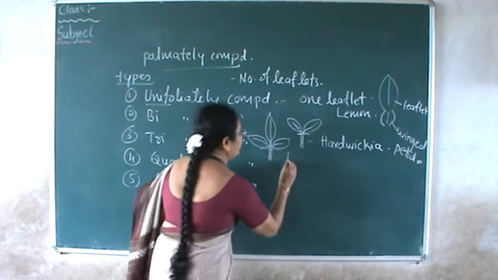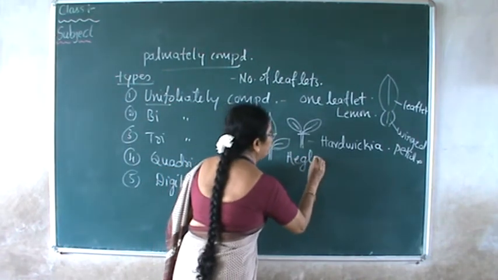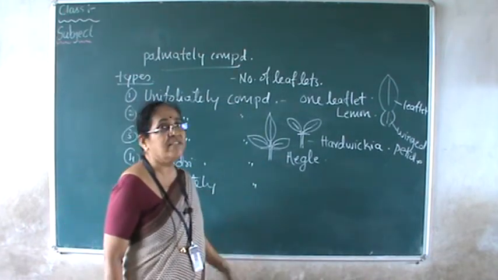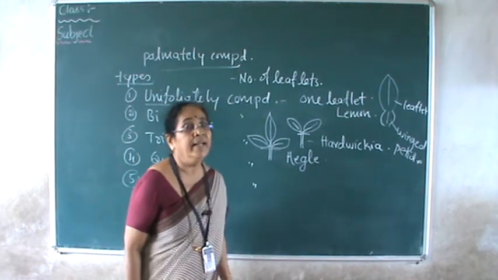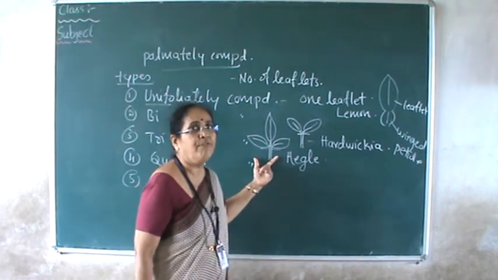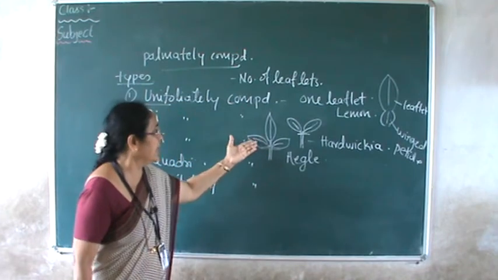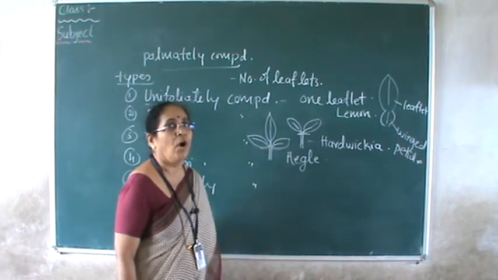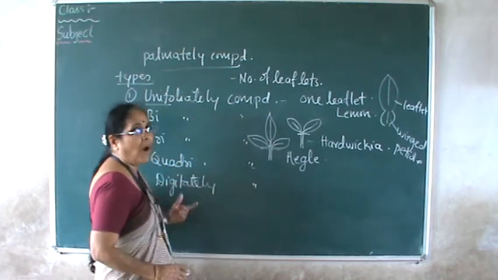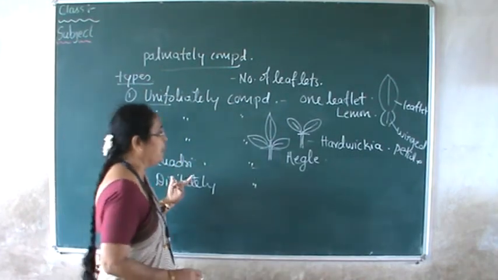And this is found in case of Aegle. This is not eagle, though it is also pronounced as eagle. Aegle marmelos is patri, and this plant has a trifoliately compound leaf because the 3 leaflets are arising from a common point. And quadrifoliately compound leaf. This is quadri again. 4 leaflets arising from a common point.